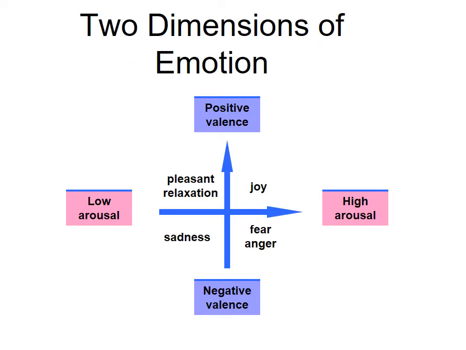This is what the two dimensions of emotion look like. So if it's positive valence, good emotion, and high arousal, it might be somebody who looks joyous. If it's positive valence and low arousal, it might look like somebody who's just chilled out.